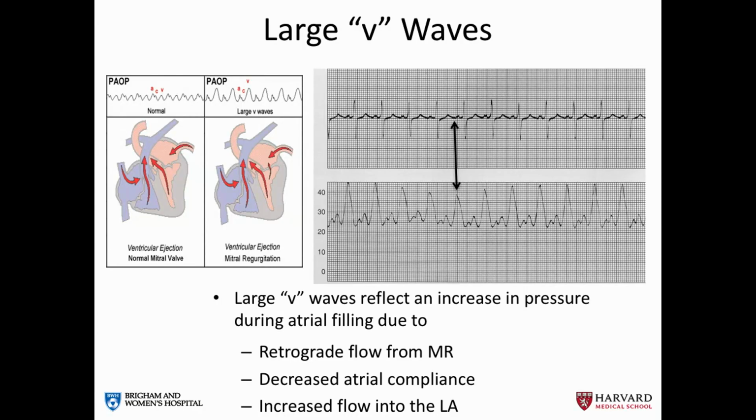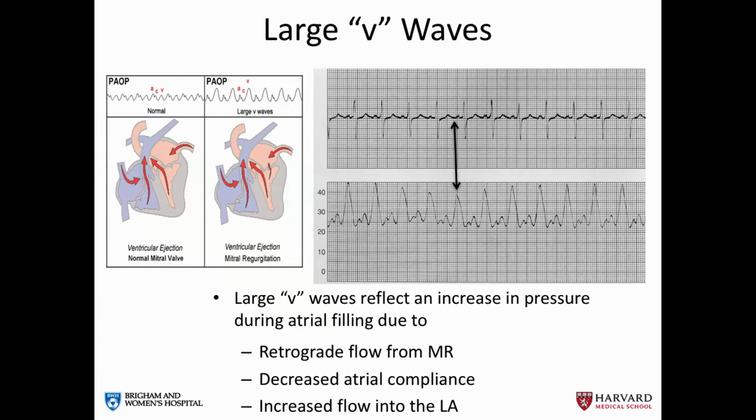This V wave in this particular patient reflects an increase in pressure during atrial filling, and it could be due to a number of things. V waves are often thought to reflect mitral regurgitation, but the truth is that a V wave, if it's more than 50% greater in height than the A wave, probably does reflect mitral regurg, but all a V wave really reflects is increased venous return to the left atrium, and that can occur for a number of reasons.